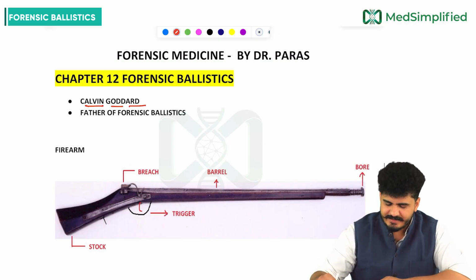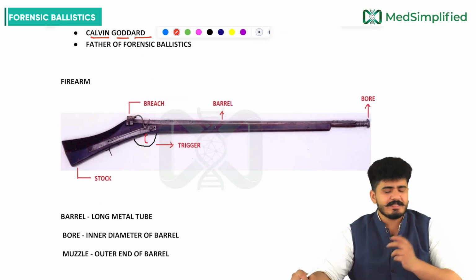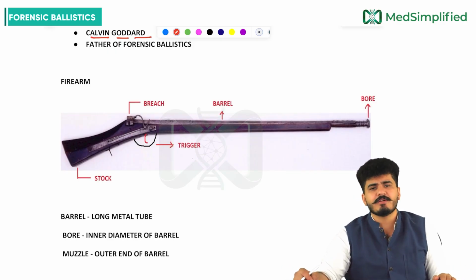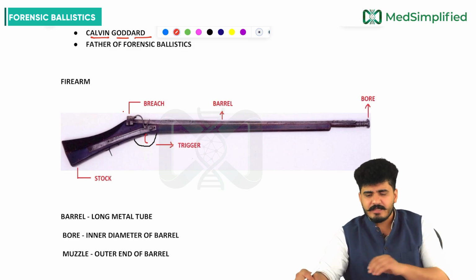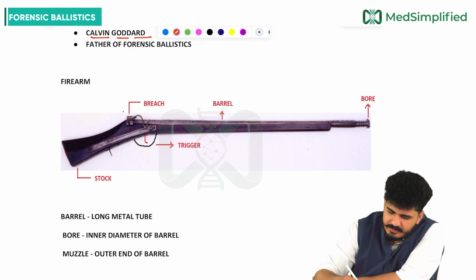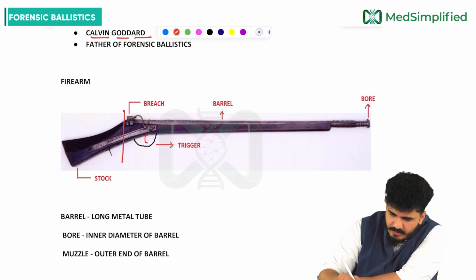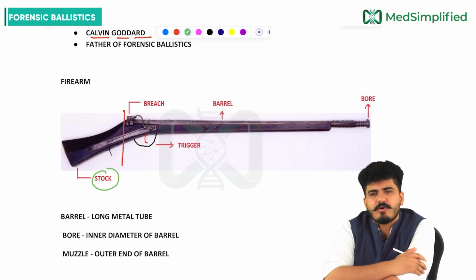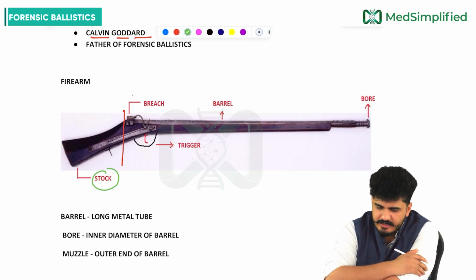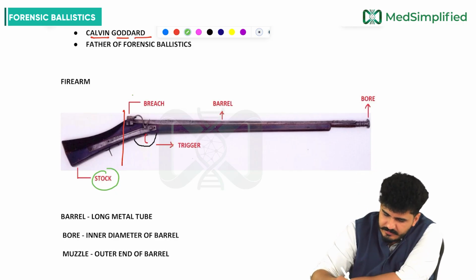Now we'll see the firearm. In front of us there is a firearm. We'll see the different parts of a firearm and how it works. So my friends, this is a shotgun. The back of the shotgun, from this area till this area, is called the stock. And the area above is called the breech.